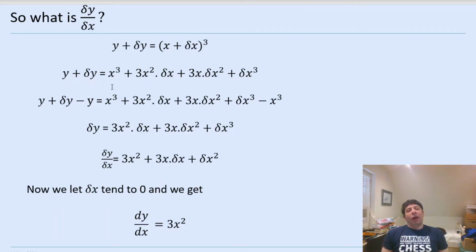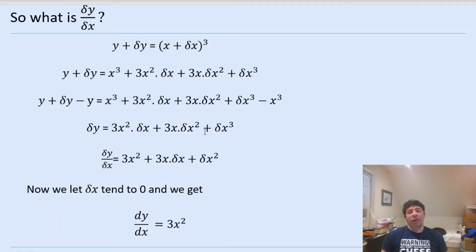So y plus delta y equals x cubed plus 3x squared delta x plus 3x delta x squared plus delta x cubed. Then to get delta y on its own, we're going to take y away from both sides. We take y away from the left hand side to just give us delta y. We take y away from the right hand side, but y equals x cubed, so we take away x cubed, which means x cubed minus x cubed cancels, and we get 3x squared delta x plus 3x delta x squared plus delta x cubed.